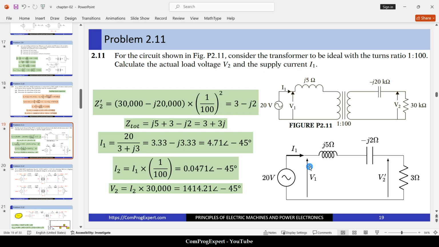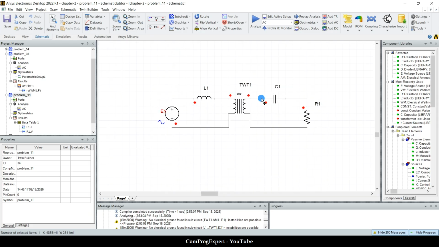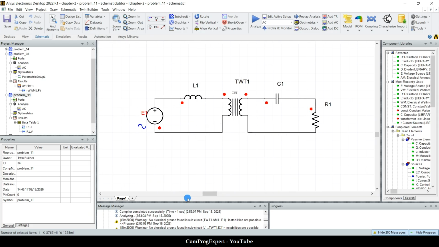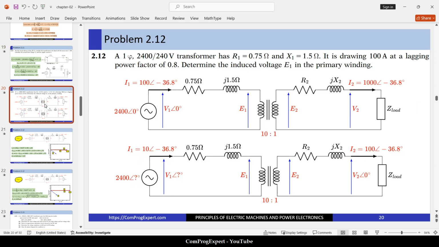So yes, using this transformation, we can simply solve this circuit and then transfer components again from the primary to the secondary and calculate actual values. So you can repeat this problem. Also use the ANSYS to validate your calculations. Anyway, okay, so let's go for the next problem.